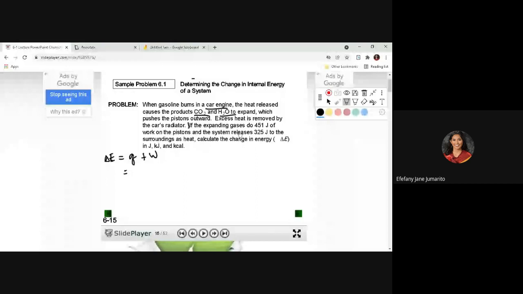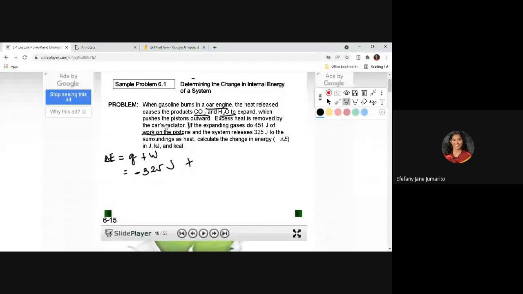What is Q? Q is released. The system releases 325 joules. So is Q positive or negative? Negative, because it released. So we have negative 325 joules, plus the work. The expanding gases do 451 joules of work on the piston.